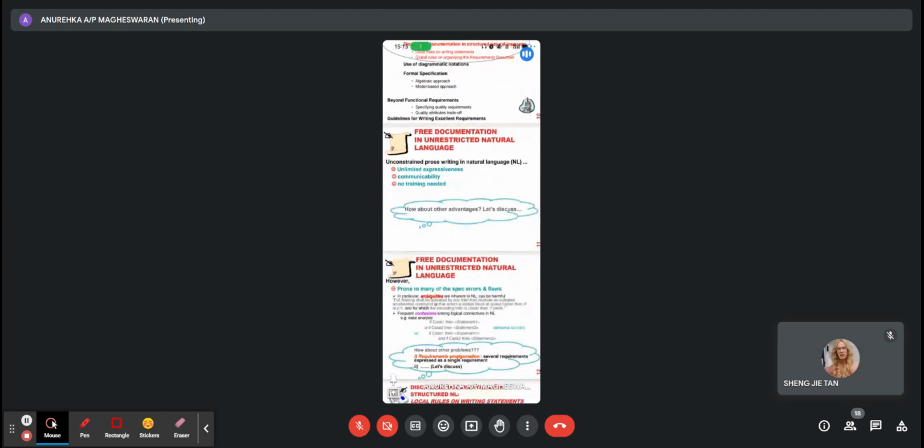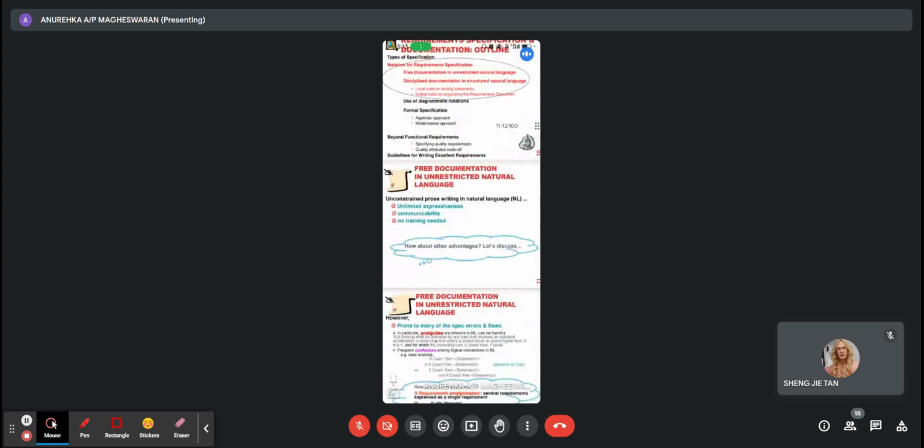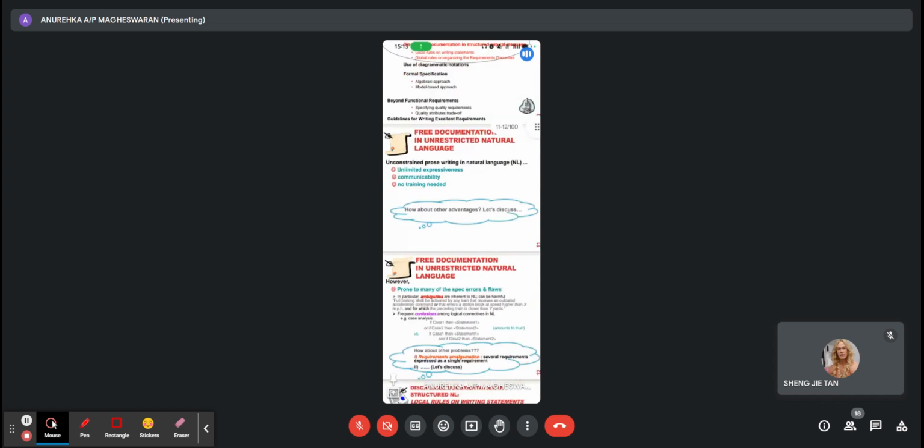Graphical notation, you use graphics, diagrams, models to assist the natural language requirements. Natural language means you write in sentences. You describe the requirements in normal sentences with a proper structure, following the standard, then assisted or followed by some diagrams. So these two are quite common. Okay, now let's look at the first one.